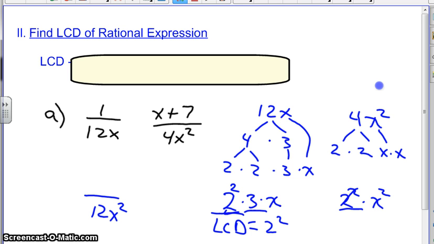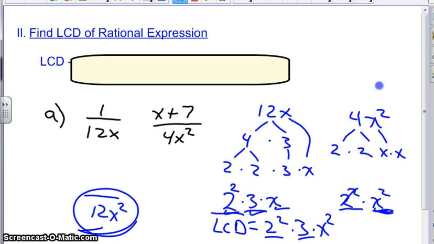How about 3? This one has 3, that one doesn't. Do we use it? Yes, we do. We use every factor, and if they share one, we use the greatest degree, right? So the greatest exponent. So we're using 3. They both have x's, but this one's x squared, so what will we use? X squared. And you can see we have 4 times 3, which is 12, x squared, which is the LCD, okay? So you use every factor that either has, and if one has a higher degree factor, then you use it. You've been doing this since 5th grade.